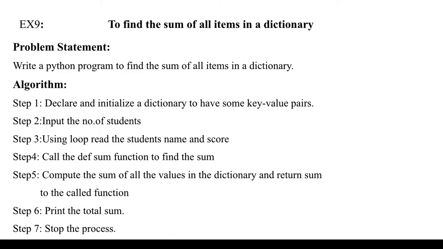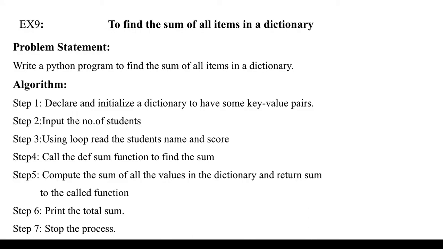Using a for loop, we get the student's name and score, then put those values as key value pairs into the dictionary. Then call the sum function to find the sum of all the scores in the dictionary variable. After that, the sum will be returned to the main function. Then we will print the total sum. And in step 7, we will stop the process.